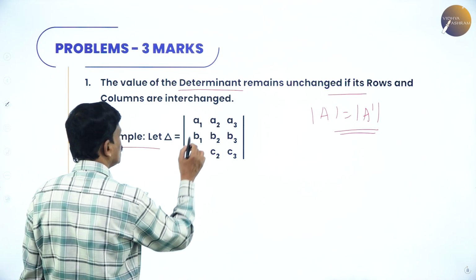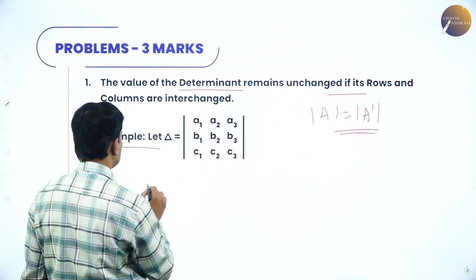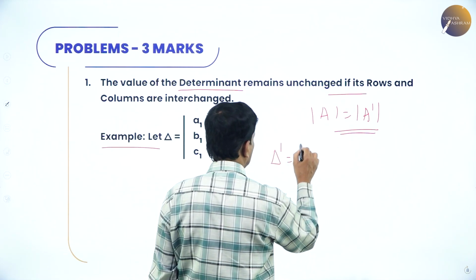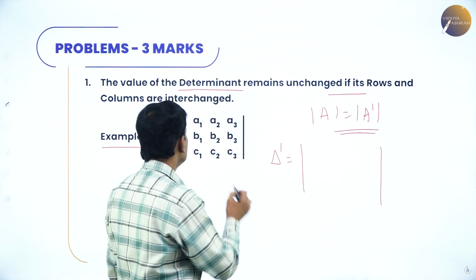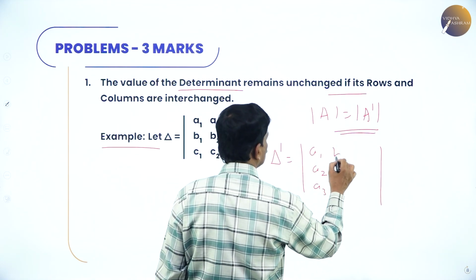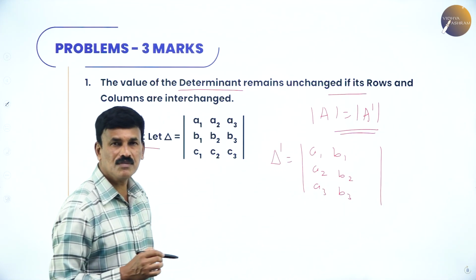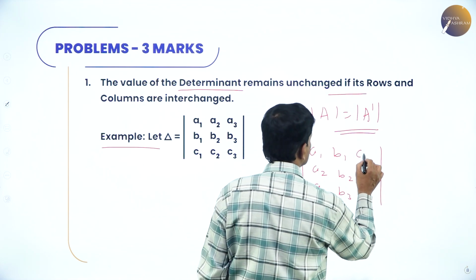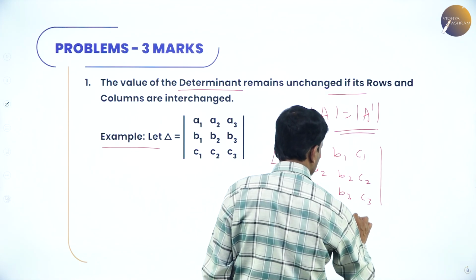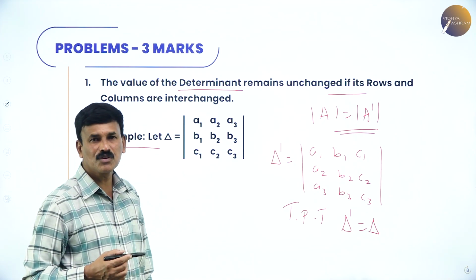Let us consider delta is equal to a 3 rows 3 column determinant A1, A2, A3, B1, B2, B3, C1, C2, C3. Then transpose, delta dash is equal to, interchanging the rows to columns. So, the first row becomes the first column A1, A2, A3, and the second row B1, B2, B3 becomes the second column, and the third row C1, C2, C3 can be written as the third column C1, C2 and C3. Now, what is to prove? To prove that delta dash is equal to delta. That means the value of determinant delta and the delta dash are found to be same.